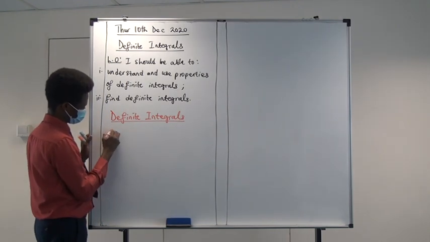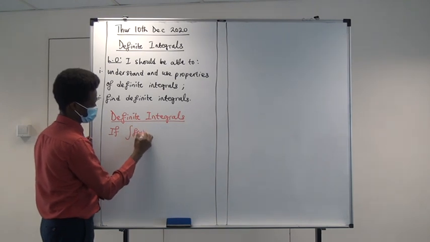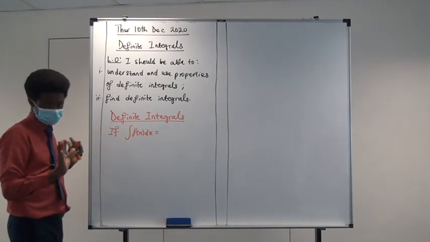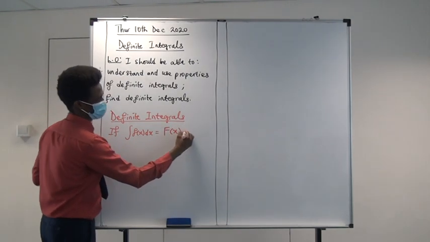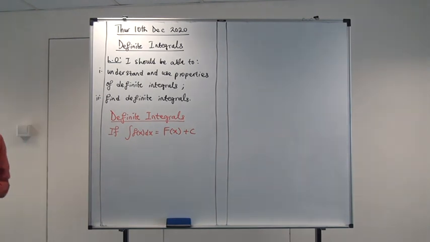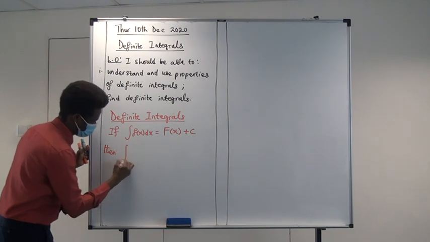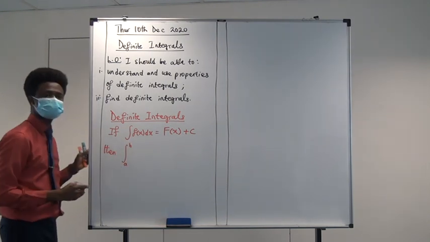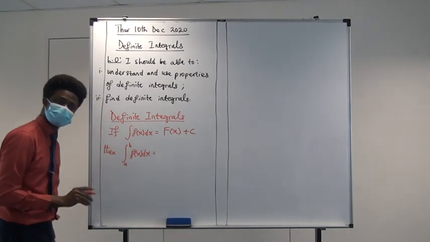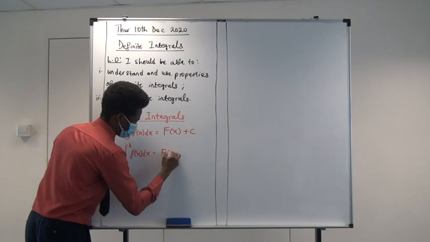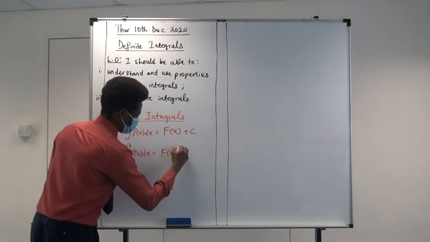If the integral of this function with respect to x, the indefinite integral now, gives a function, maybe capital F of x plus c. Okay? By the definite integral from a to b of this function, you will integrate normally, you get this. There will be no need for plus c. You will understand why very soon.